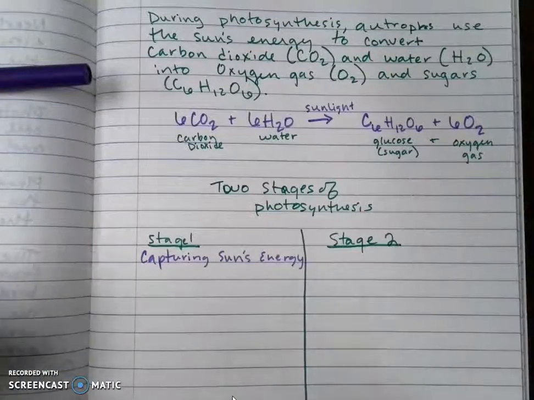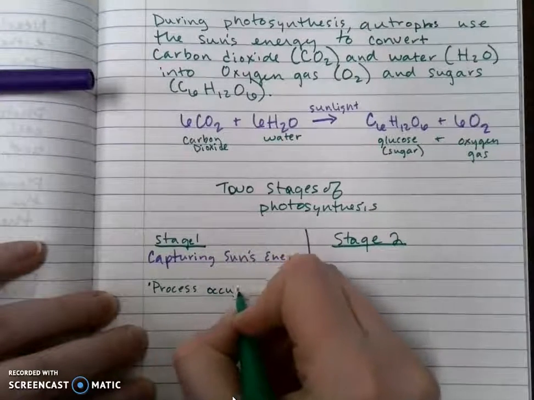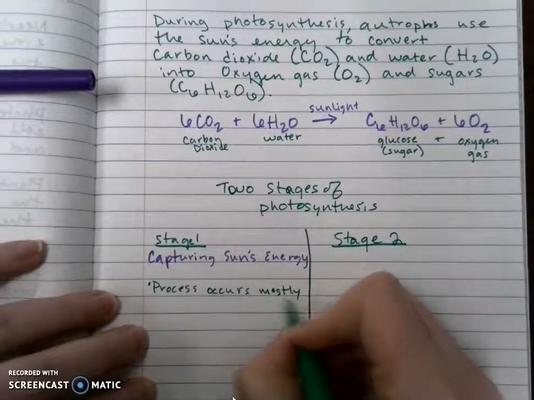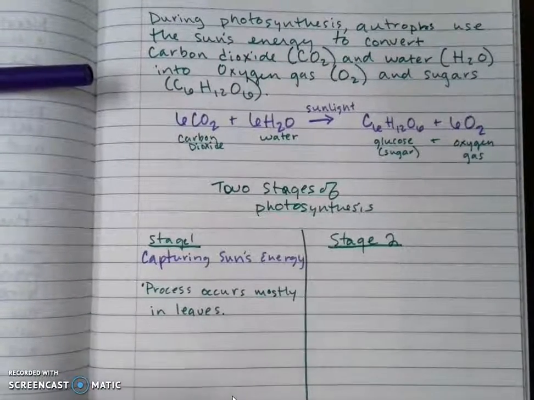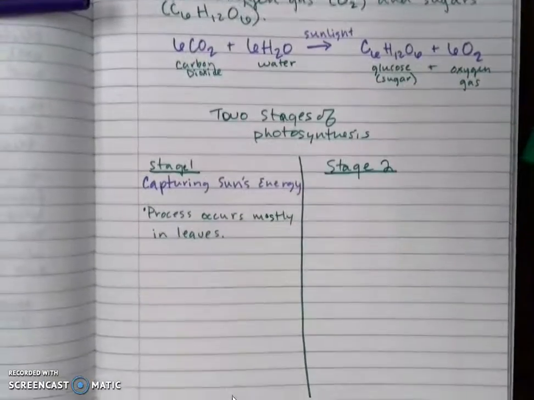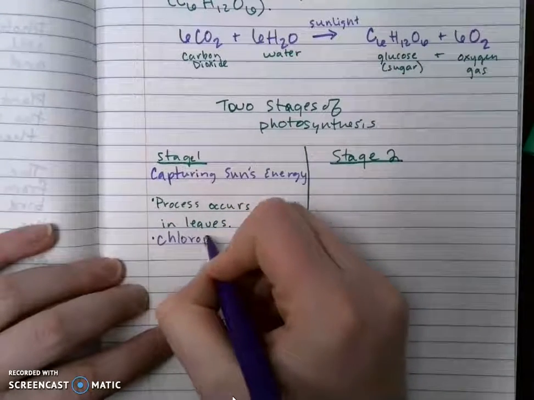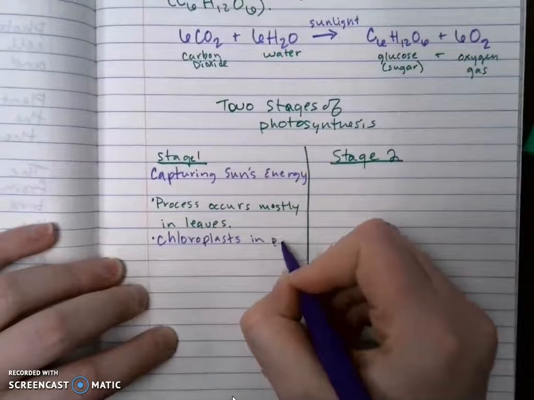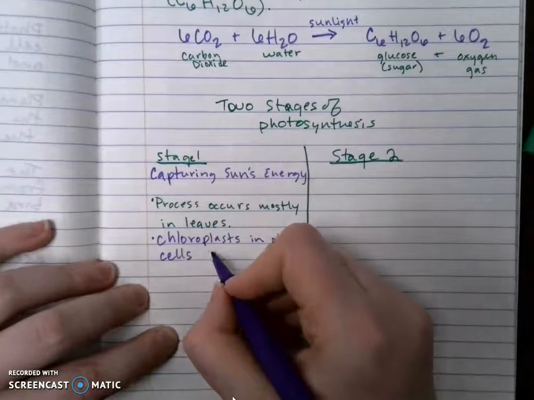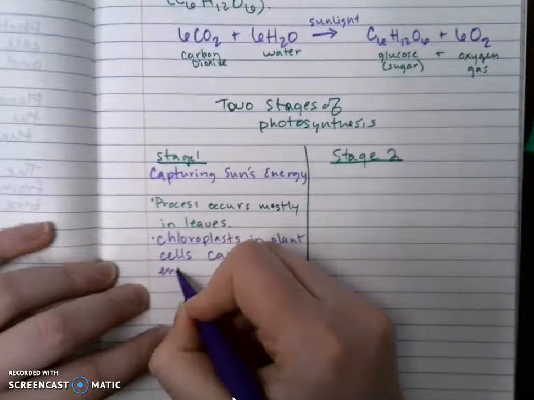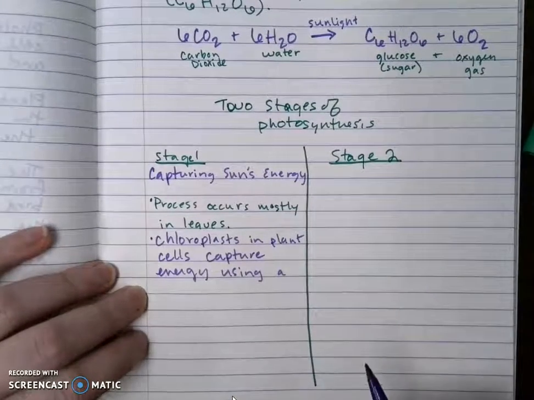Okay, this process occurs mostly in leaves. Basically, any green part of your plant is where photosynthesis is going to happen. Okay? The organelle that does it is called the chloroplast. So chloroplast in plant cells capture energy using something called a photosynthetic pigment.